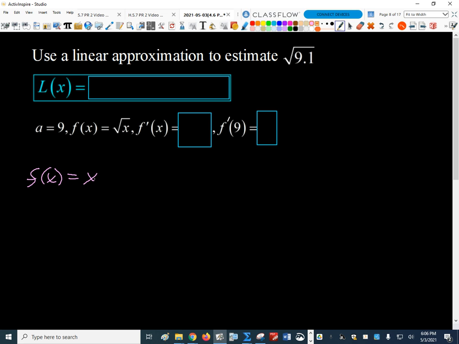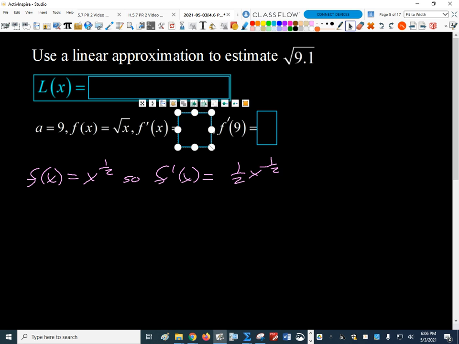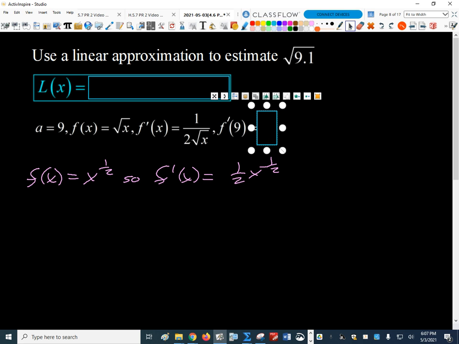And if it's the square root of x, that's the same thing as x to the 1/2. So f prime of x is going to be 1/2 x to the minus 1/2, or another way of saying that would be 1/2 times the square root of x. That's pretty easy to evaluate also. We can evaluate that for our convenient value of 9 pretty easily. That's just 1/2 times 3, and so f prime of 9 is 1/6. So that's all we need to make a pretty simple approximation of the square root of 9.1.